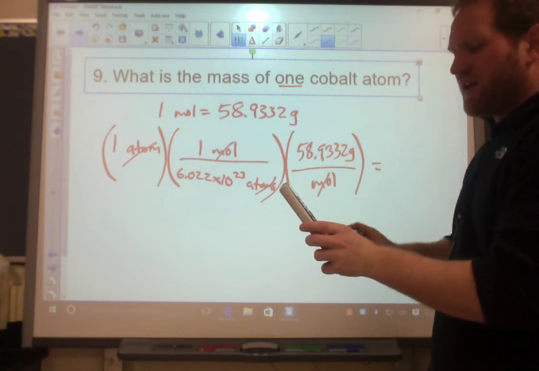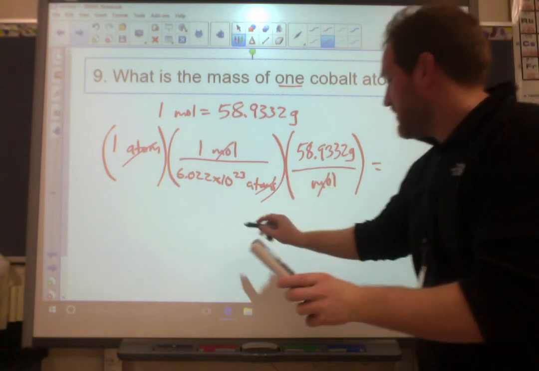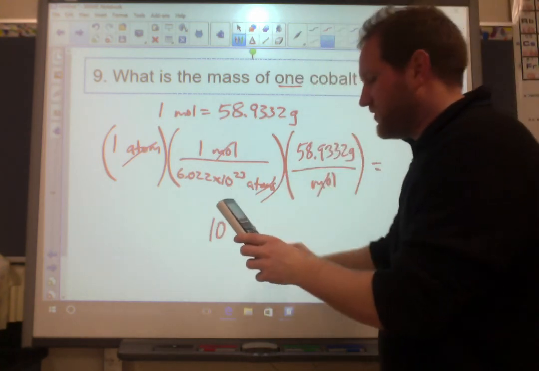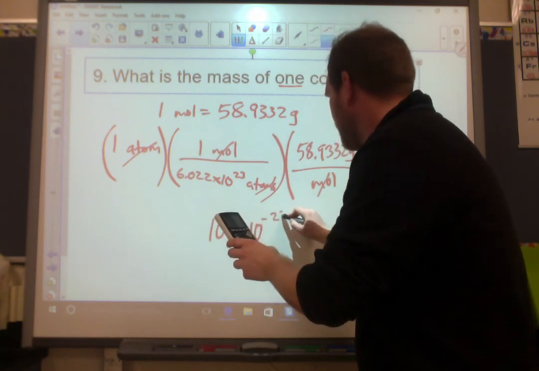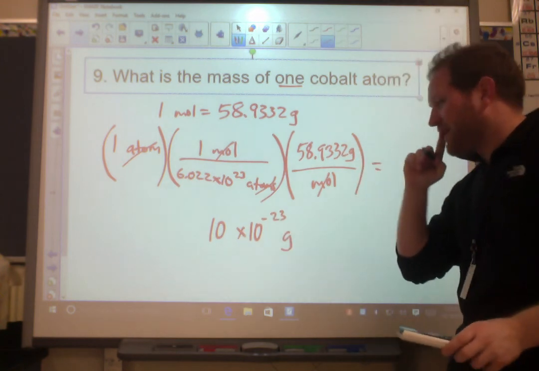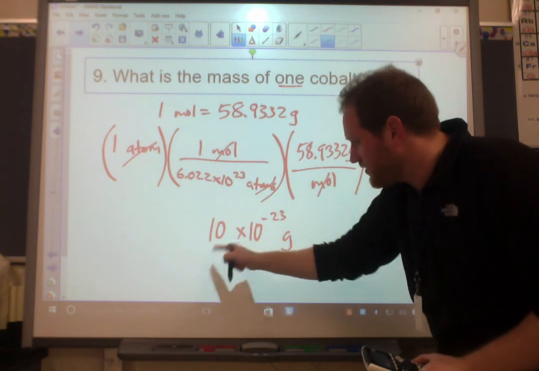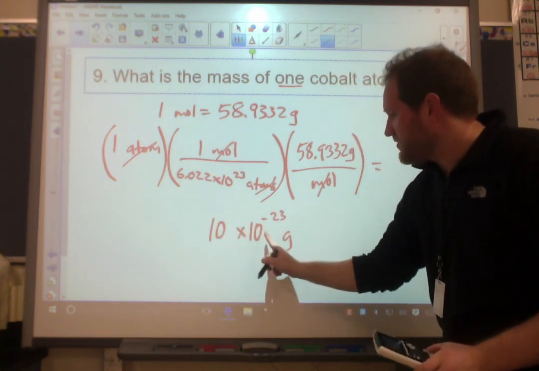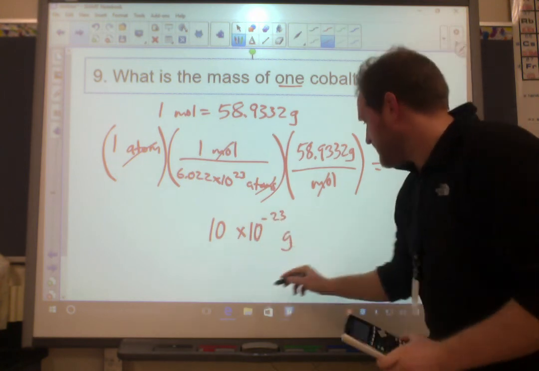So I'm going to have to round that, this isn't that bad. I'm just going to make it 10. So the 9 is going to turn into a 10. So it's 10 times 10 to the negative 23rd, and the unit is grams. But really, that's not proper scientific notation. So I'm going to make this smaller. This has to be a 1, so that has to be bigger. So the 10 is going to go down to a 1.